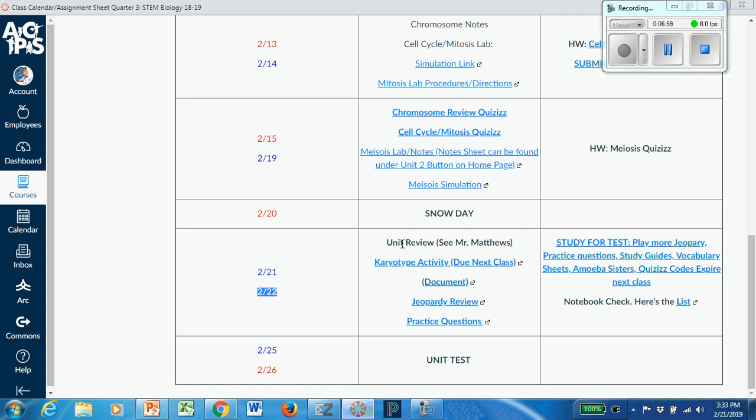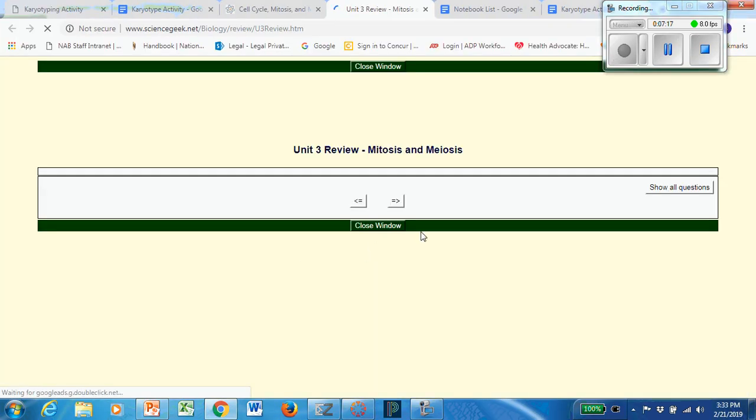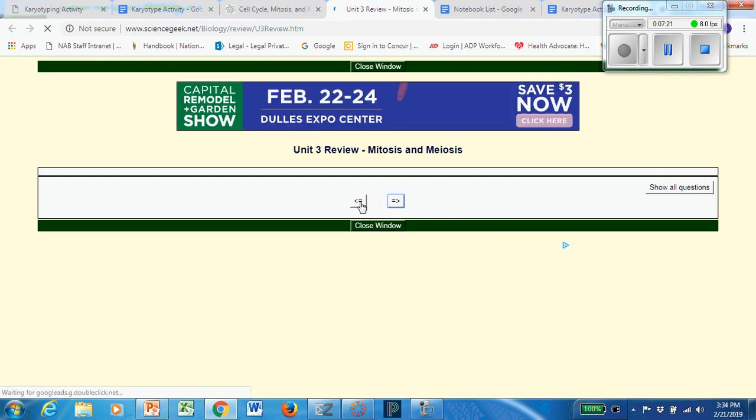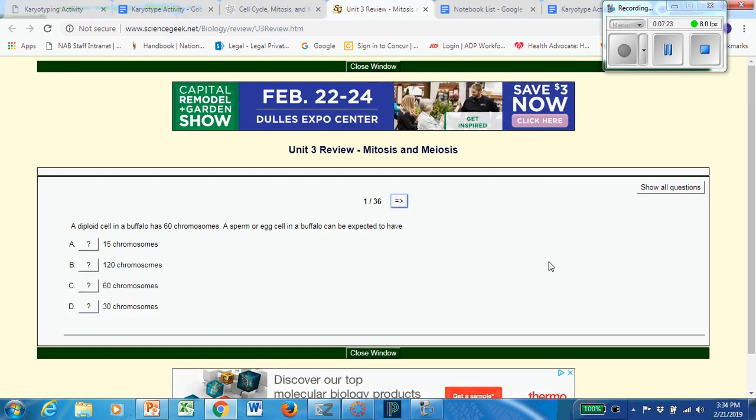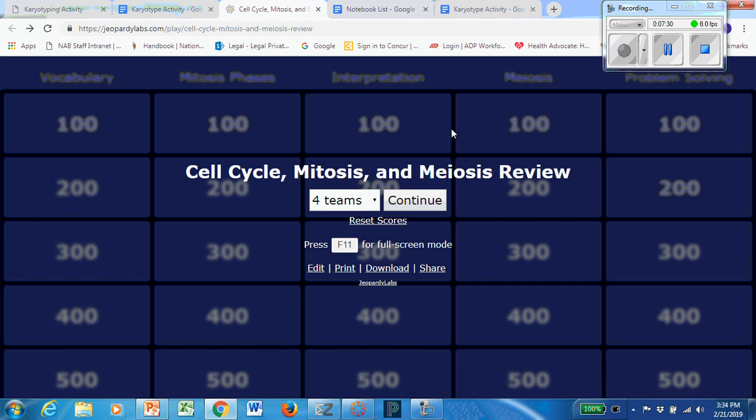So these 3 things, the unit review, karyotype, and Jeopardy game, must be done in class. I would say do the Jeopardy first, and then do the karyotype and the unit review later. And if you don't finish that, you can do that at home. So do that in class. And then the last thing, if you really want to, I actually posted some practice questions. So you've got 36 practice questions that you can do. I don't need you to really keep track of those. That's just for your own review at home.